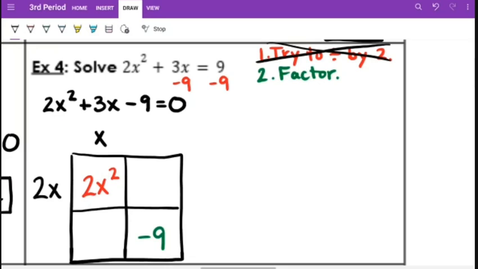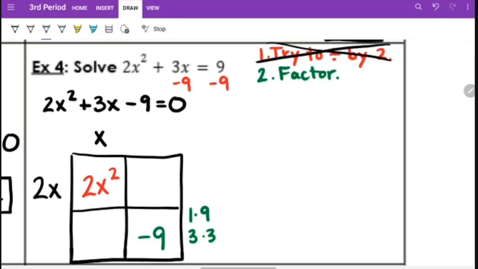Great start. So keep in mind that this 2x is going to affect what happens in this top right box. So as we're making our list of numbers that multiply together to give us 9, keep in mind that whatever number we put here is going to become doubled, basically, into that box.